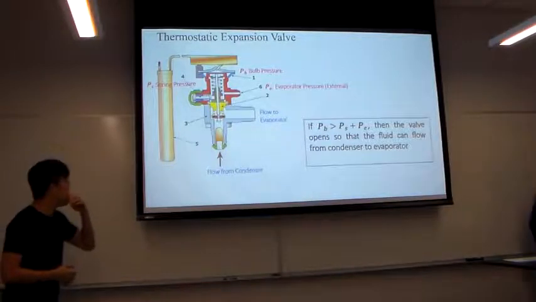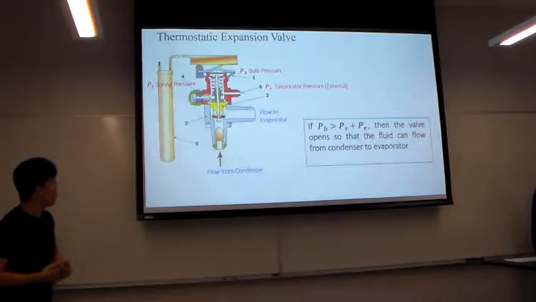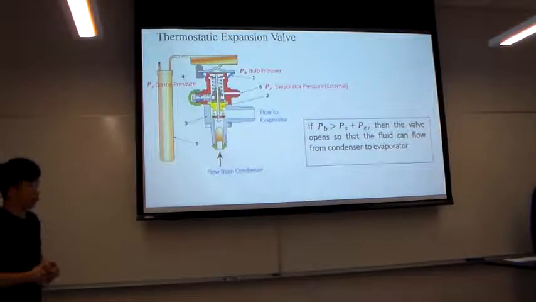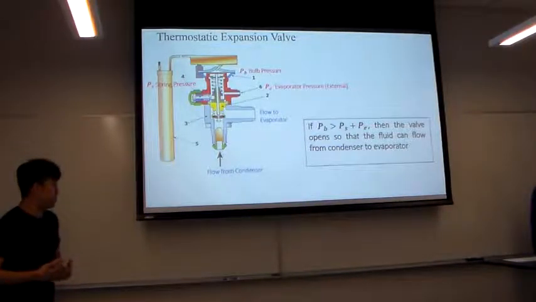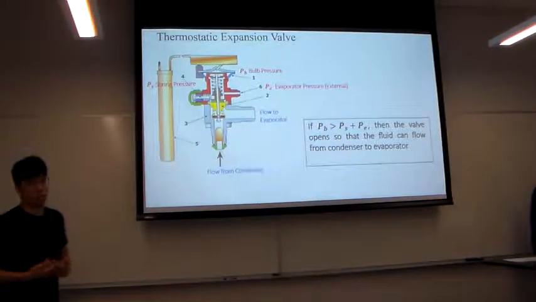And this one is the thermostatic expansion valve. There are 3 important pressures that interact together to control whether the valve is opening or not. If the so-called pump pressure is greater than the sum of both the spring pressure and the external evaporator pressure, then the valve will open so that the flow can go from the condenser through to the evaporator.